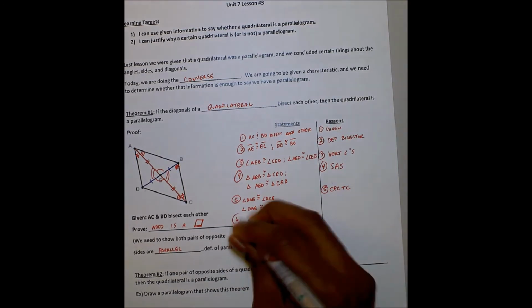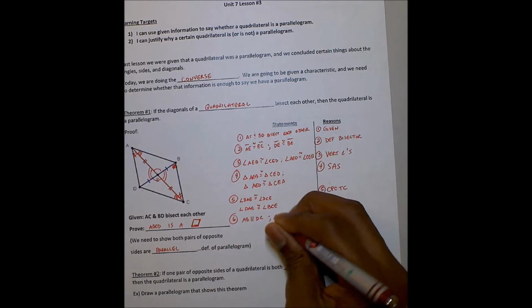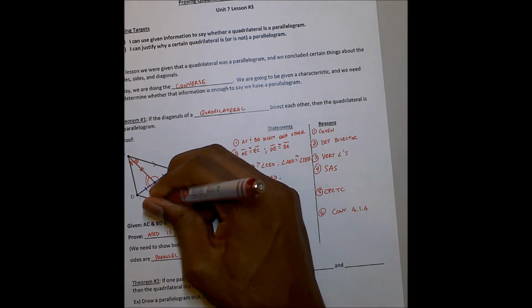Now, because those are congruent, I can say that AB has to be parallel to DC, and also that AD has to be parallel to BC. And that is the converse of the alternate interior angles theorem. And since we have those two pairs of parallel lines, I can say my proof statement: ABCD is a parallelogram by the definition of parallelograms.